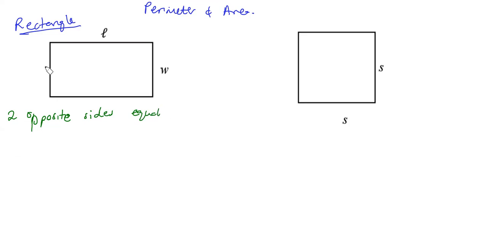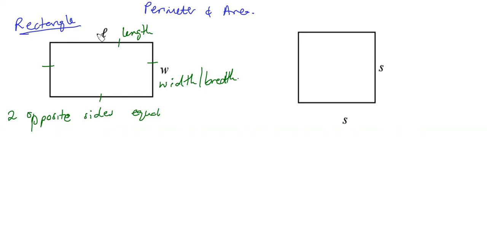Then we are saying this side here is equal to this side here, and this side here is equal to this side here. So the longest side, we call it the length. This is the length, and this one here is the width. Some of you might see it called breadth, so we can call it the breadth or width. The longest side always has to be your length.